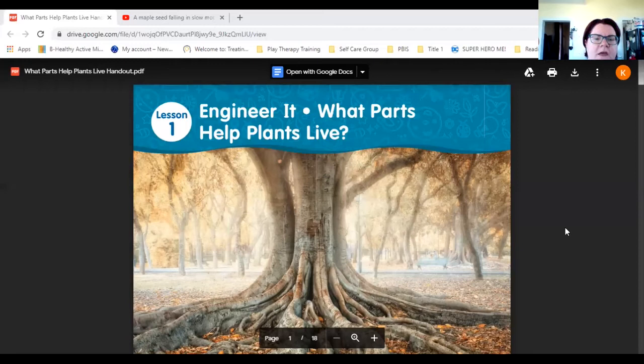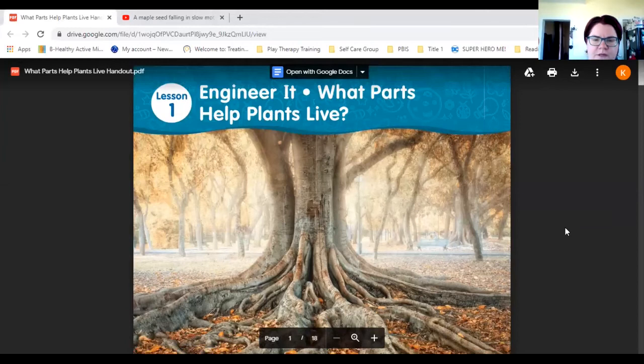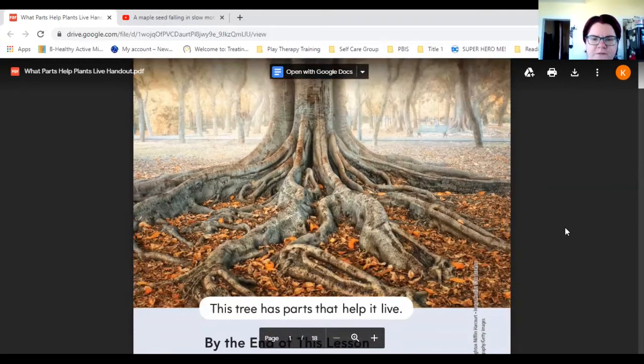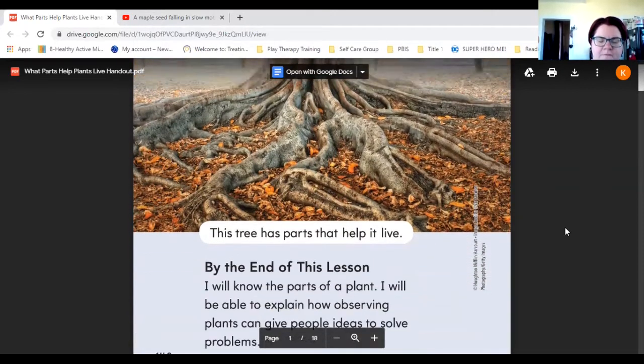Lesson 1, engineer it. What parts help plants live? What kind of plant is this that you can see? I think it's a tree. Look at its big trunk that's strong. And then all of its roots in the ground spreading out. This tree has parts that help it live.